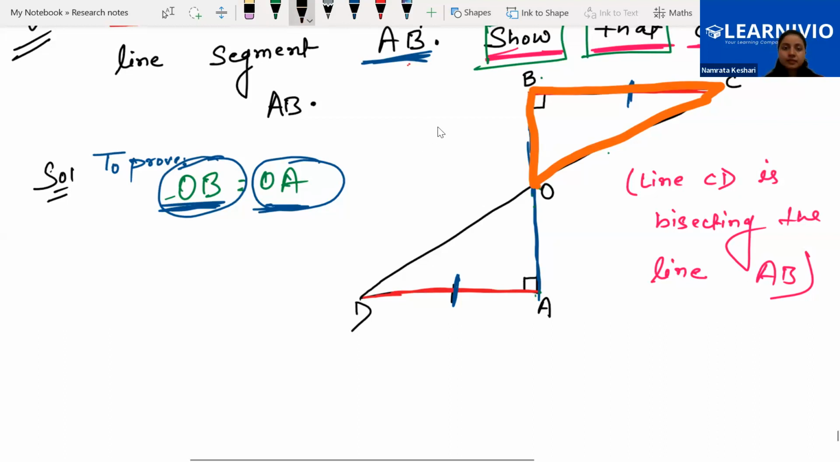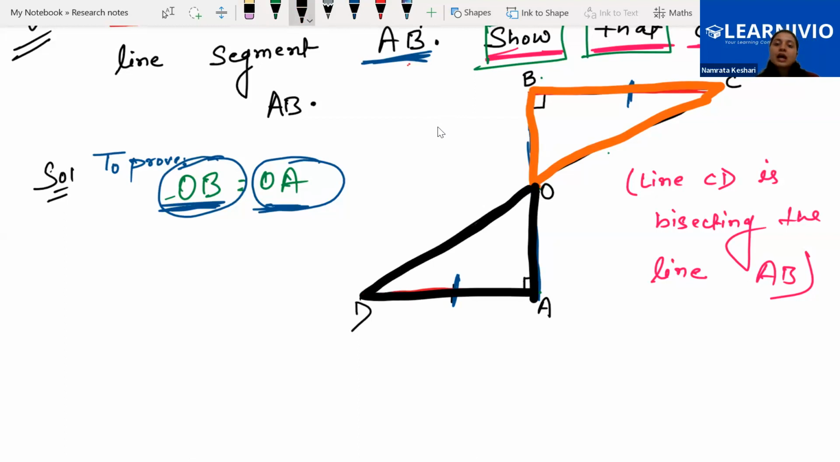Ma'am, can we do construction? Can you see? Can we focus on these two triangles, the orange one and the black one? I was telling you, you just have to be careful that one of the triangles is having OB side. Can you see that you were searching for two triangles, and here it is clearly visible that one of these triangles is having OB side. The orange triangle is having OB side, and the black triangle is having OA side.